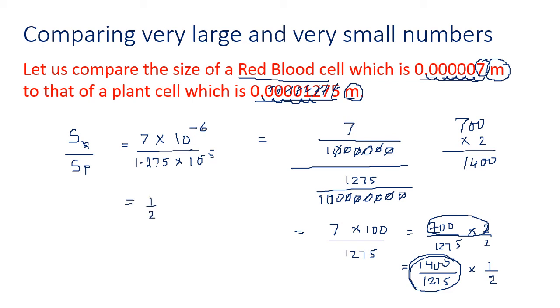Means the red blood cell is double in size than the plant cell. Or I can cross multiply this and write 2 times the red blood cell is the size of the plant cell. So the plant cell is twice in size than the red blood cell.